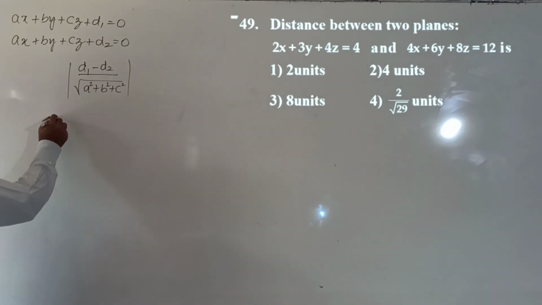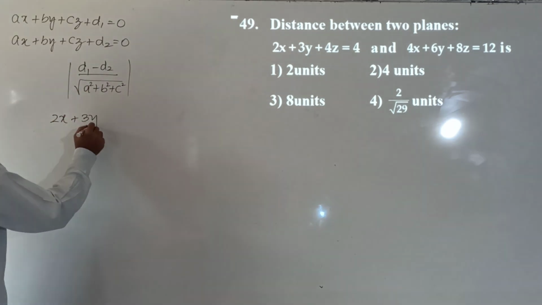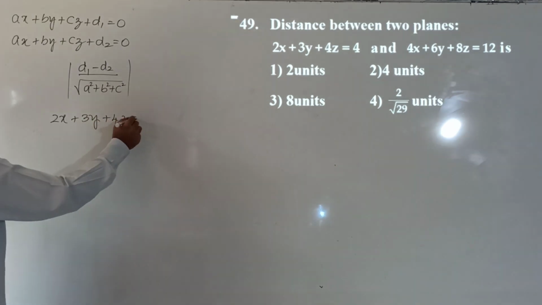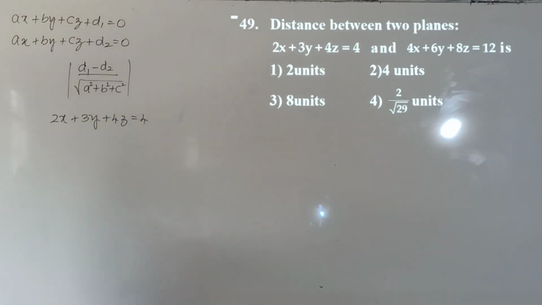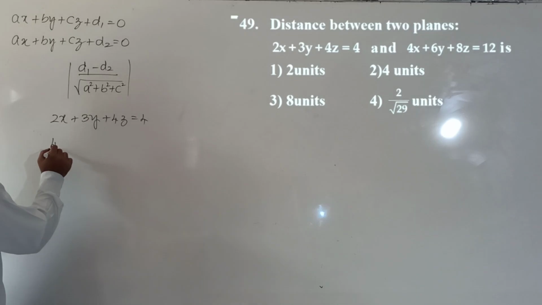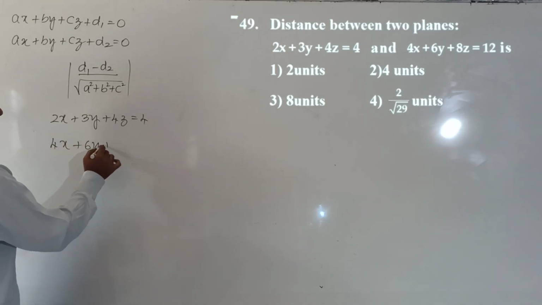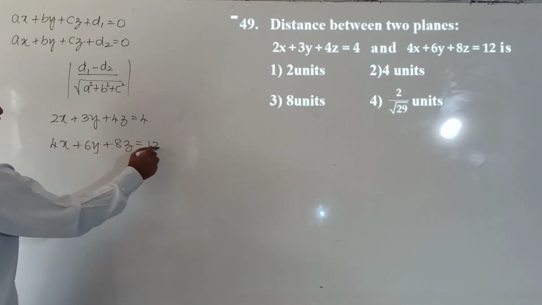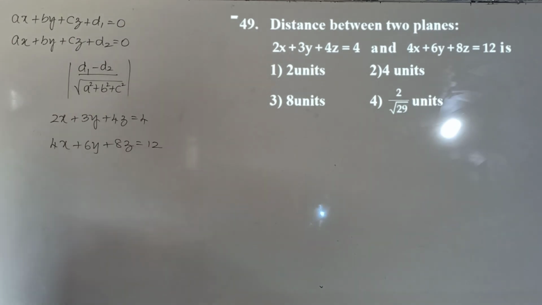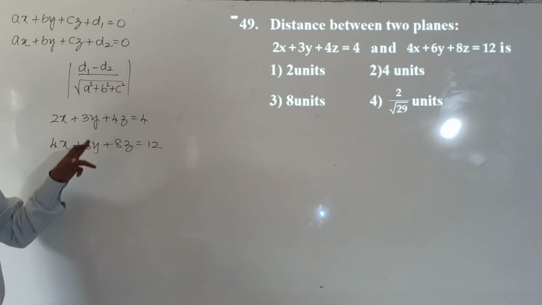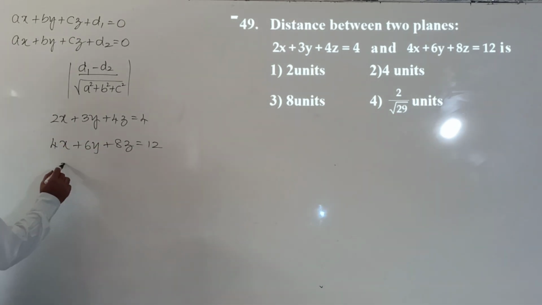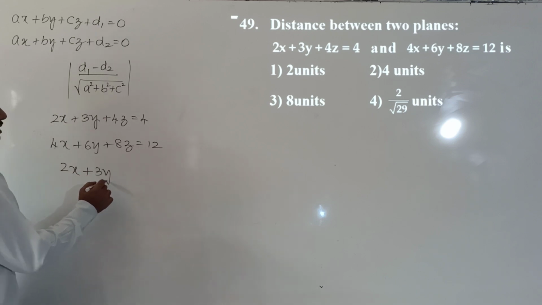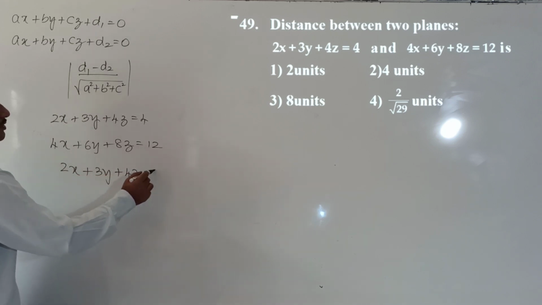Now the first equation is 2x plus 3y plus 4z is equal to 4. Second equation is 4x plus 6y plus 8z is equal to 12. You divide this equation by 2 because a, b, c of both the equations must be the same. So you get 2x plus 3y plus 4z is equal to 6.